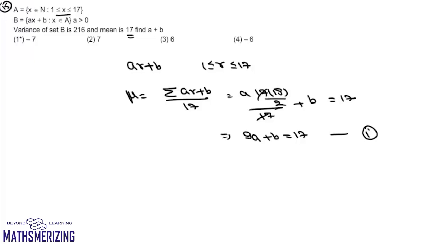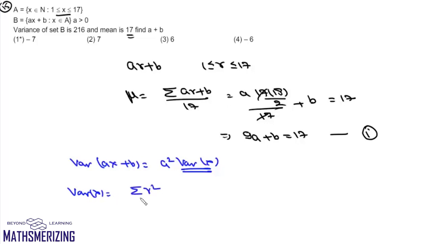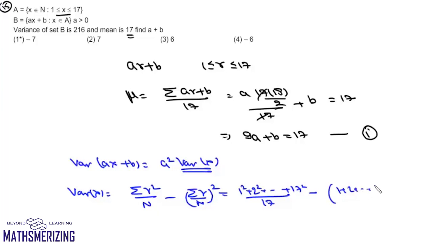Now we'll come to the variance part. We know that variance of AX plus B is A square into variance of X. So what we'll actually do is find the variance of X. So variance of X will be simply summation R square upon n minus summation R upon n whole square. So it will be summation R square, that is 1 square plus 2 square plus 3 square up to 17 square upon 17, minus 1 plus 2 up to 17 upon 17 whole square.